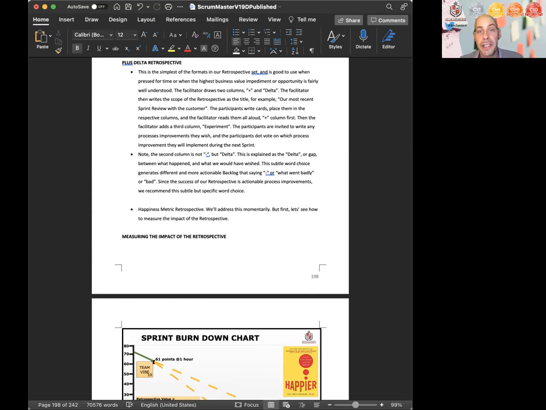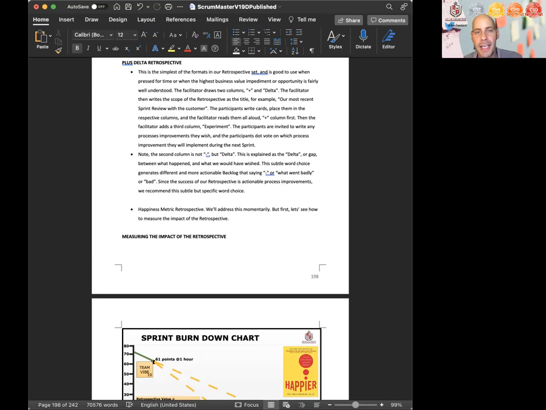The participants write cards, place them in the retrospective columns, and the facilitator reads them aloud, plus column first. Then the facilitator adds a third column, experiment. The participants are invited to write any process improvements they wish, and the participants dot vote on which process improvements they will implement during the next sprint.